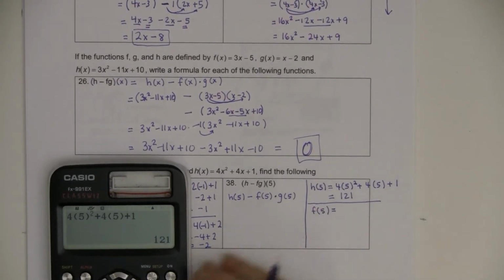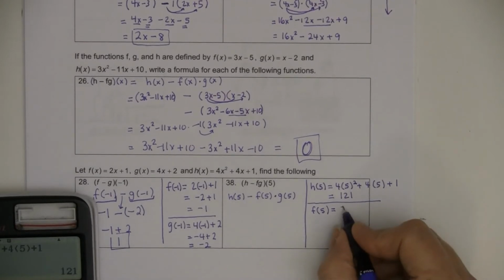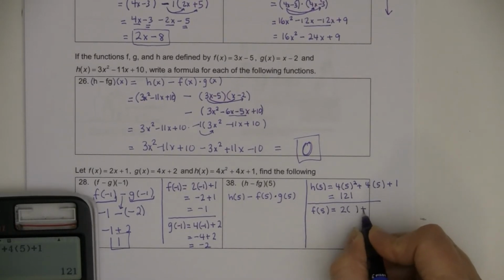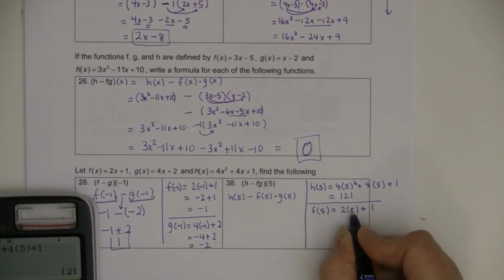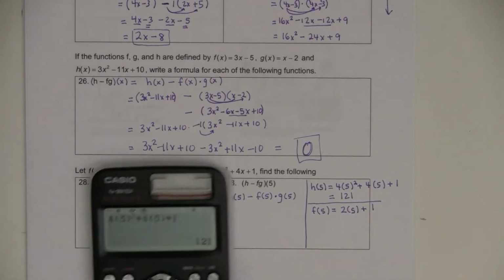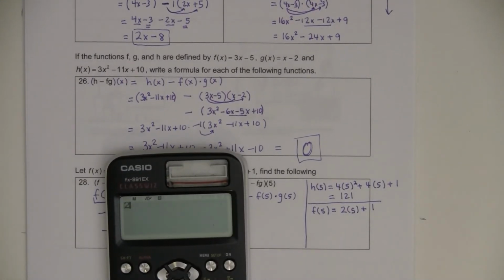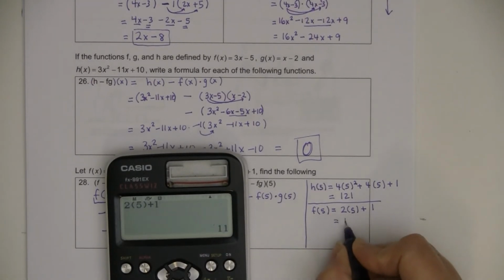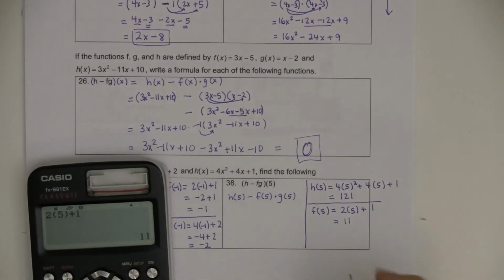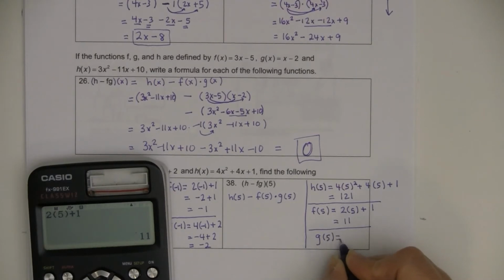This tells us f, remember, was 2 times the blank plus 1. So we're going to put in 5 there. You could use your calculator for that as well. 2 parentheses 5 plus 1, just exactly like you see it, which is 11. Of course, you could do it with your head as well. And I also need to know g at 5. So I'm going to find it here on my scrap piece of paper.